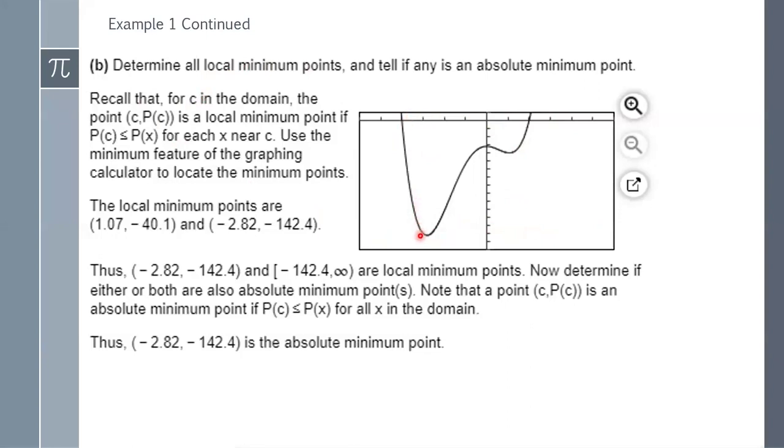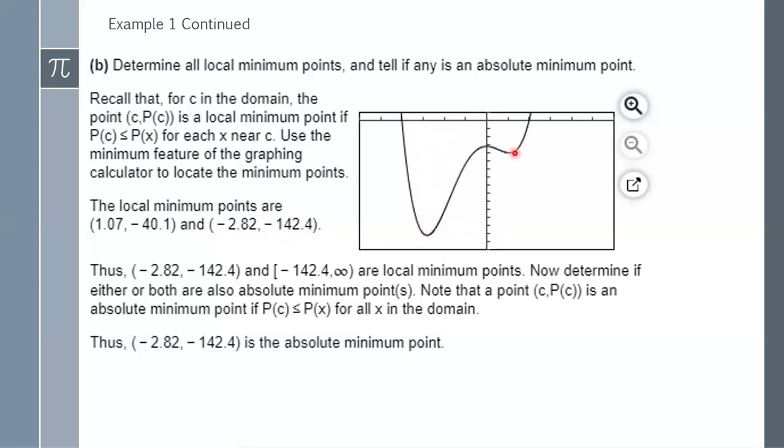In our function tools, we'll need to zoom into this point on our graph to determine what this ordered pair is. And the local minimum to the left of the y-axis, that would be negative 2.82, comma, negative 142.4. So it's over between negative 2 and negative 3 on the x-axis, and it's down here between negative 142 and negative 143 on the y-axis. This is our local minimum.